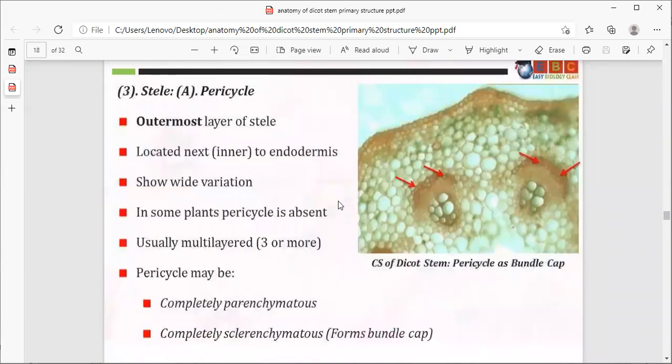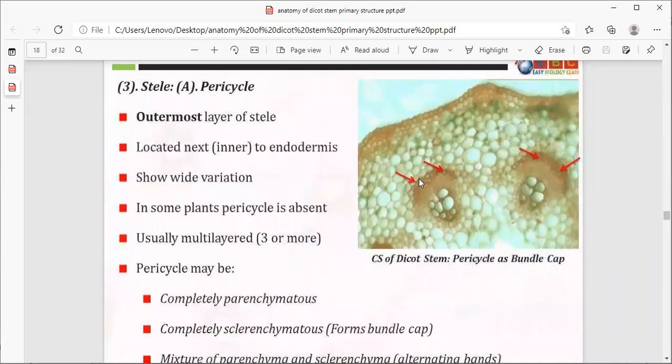So this starts from below the endodermis, the outer layer of the stele, that is called the pericycle, located next to the endodermis. It shows wide variation from plant to plant. In some plants, this pericycle is totally absent. Usually it has multiple layers, 3 or more. If you see here, we can find 1, 2, 3.